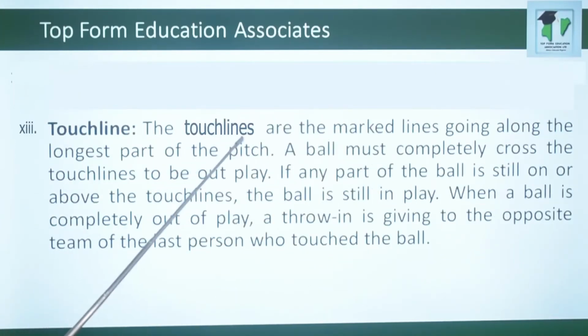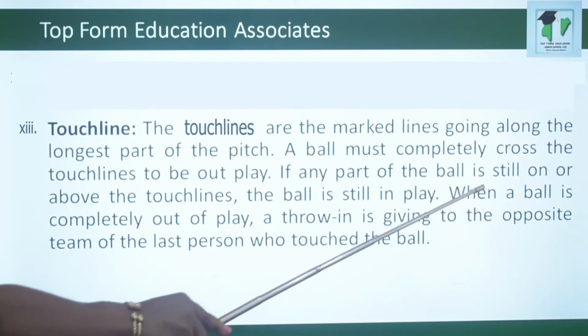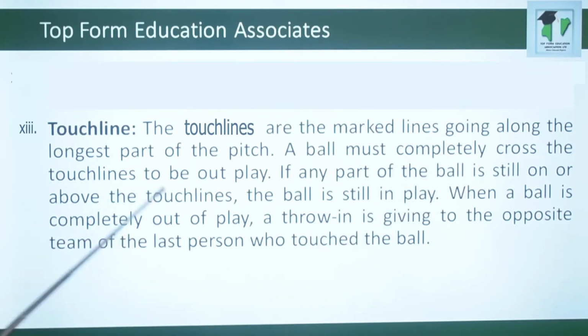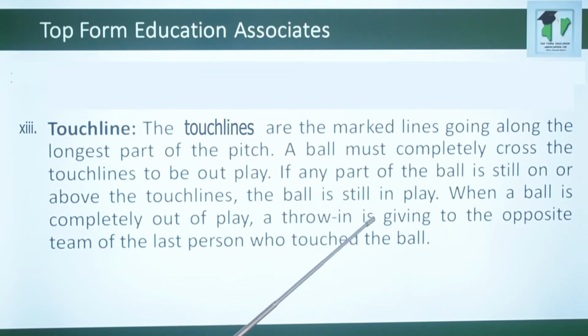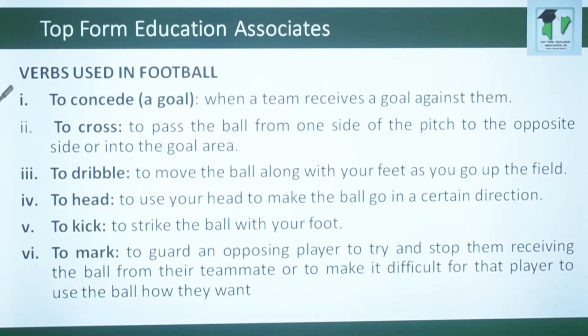13, the touch line. The touch lines are the marked lines going along the longest part of the pitch. A ball must completely cross the touch lines to be out of play. If any part of the ball is still on or above the touch lines, the ball is still in play. When a ball is completely out of play, a throw-in is given to the opposite team of the last person who touched the ball.